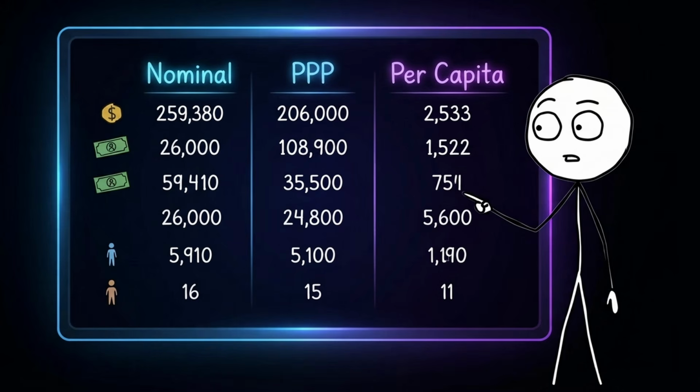Okay. Nominal, PPP, per capita. This is the table of differences. Feel free to take a screenshot. And you'd think the raw number underneath all three is at least solid, right? Well, this is where it gets ridiculous.